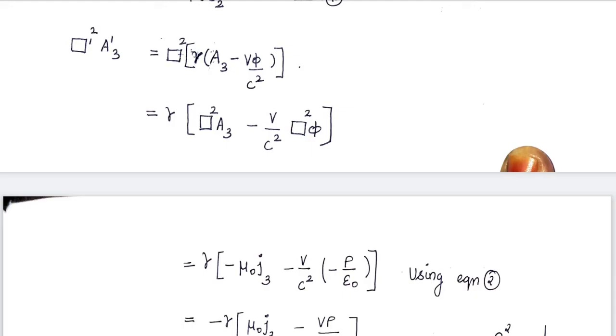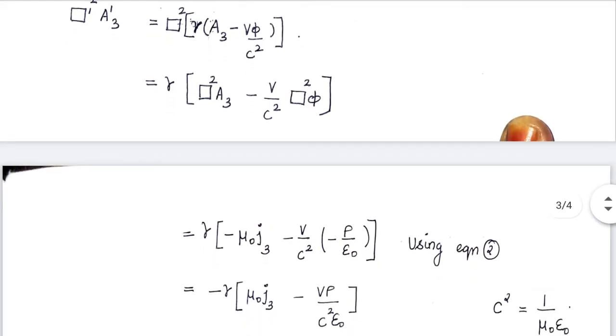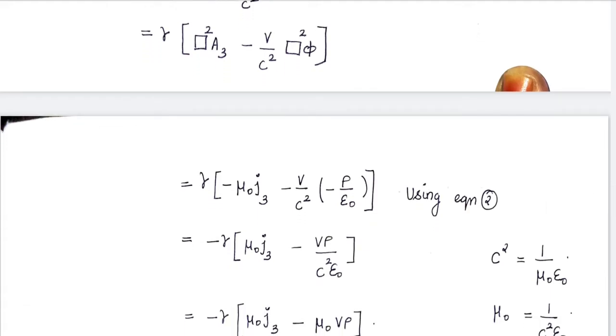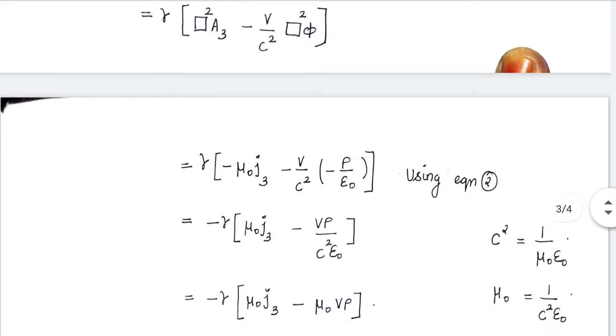So del square phi is equal to minus rho by epsilon naught from Maxwell's second equation. So it is minus gamma into, a negative sign is present in both the parts, so I am taking it outside. So minus gamma into mu naught j3 minus v rho by c square epsilon naught. We know the square of the velocity of light is equal to 1 by mu naught epsilon naught. So mu naught can be written as 1 by c square epsilon naught. So in the second term we have 1 by c square epsilon naught, which can very well be replaced by mu naught.